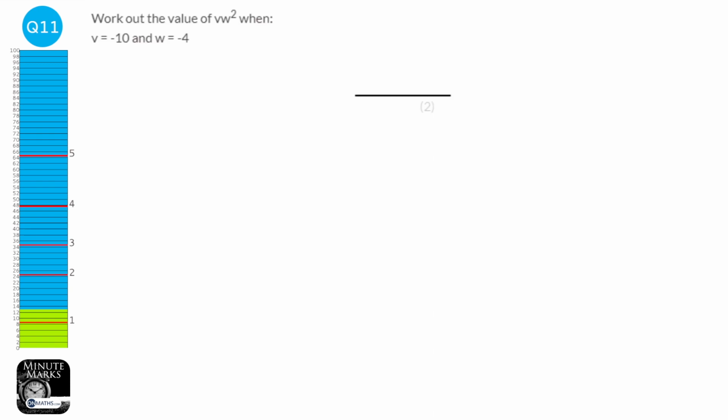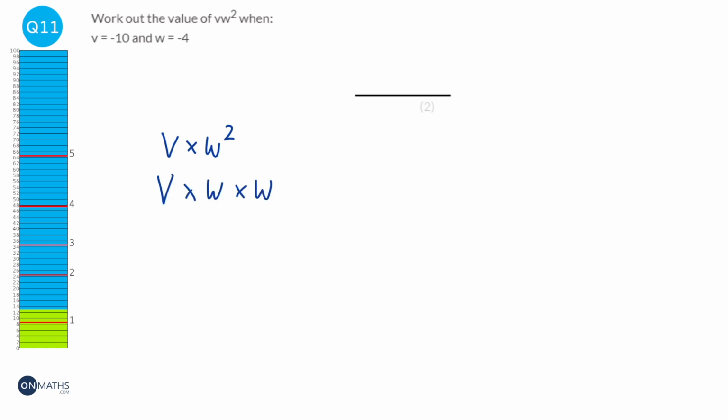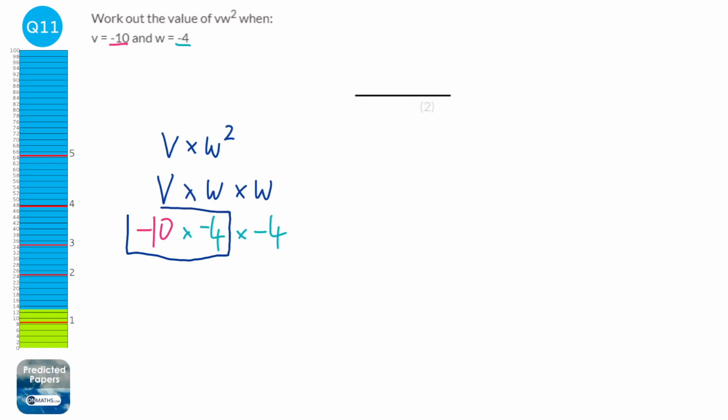Let's rewrite this expression, but with a times sign in, so v times w squared. Now w squared just means times by itself, so we can rewrite that as v times w times w. We know v is minus 10, so minus 10, and we know w is minus 4, so it's times minus 4 times minus 4. When you multiply, it doesn't matter which order we do it, so I'm going to do these ones first, and ignore that times minus 4 at the end.